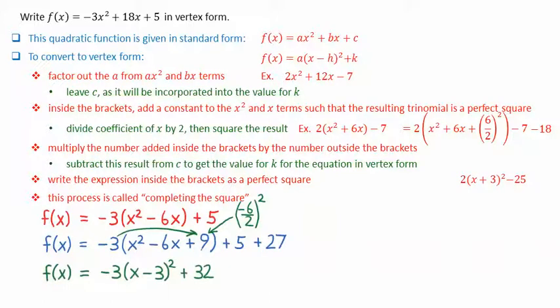We can then write it in vertex form by expressing what we have inside the brackets as a perfect square. In this case, it's going to be x minus 3 all squared. In order to do this, note the negative 6 as the coefficient beside the x. We just have to divide that by 2 to get the negative 3. Note also here that we have to combine the 5 plus 27 to get 32, giving a result of f of x equals negative 3 times (x minus 3) all squared plus 32 as the equation in vertex form.